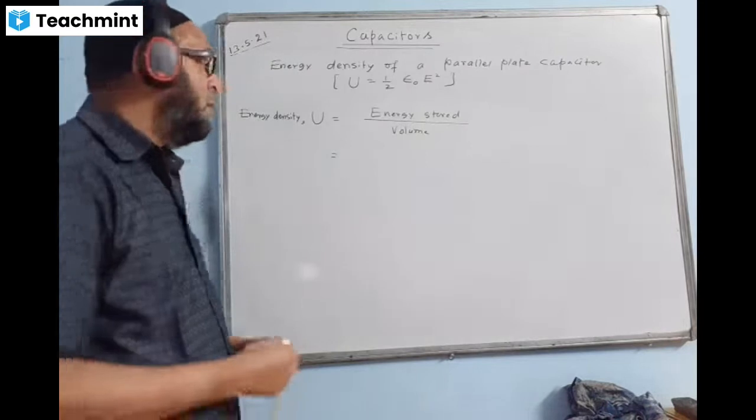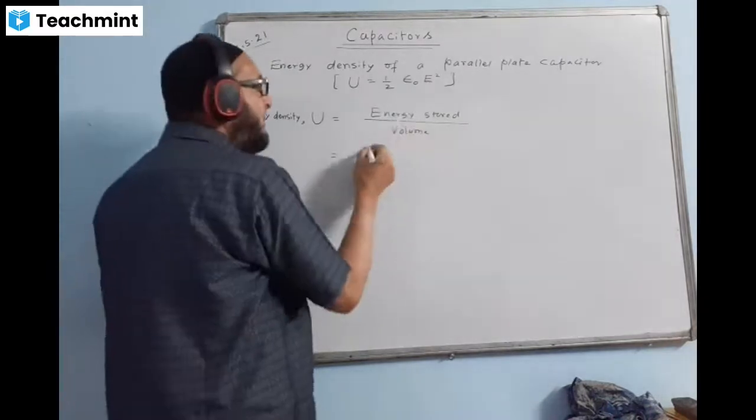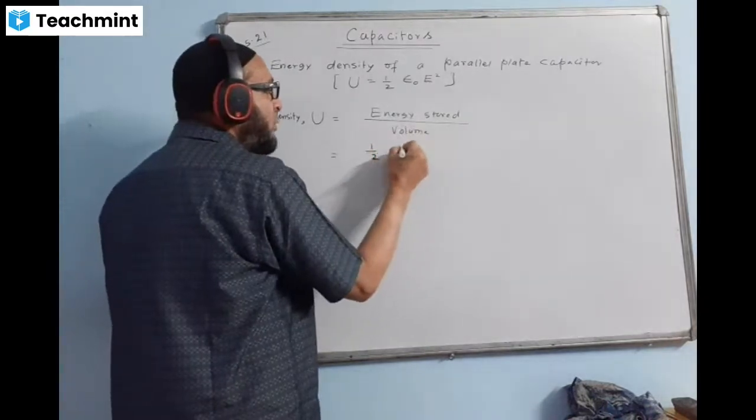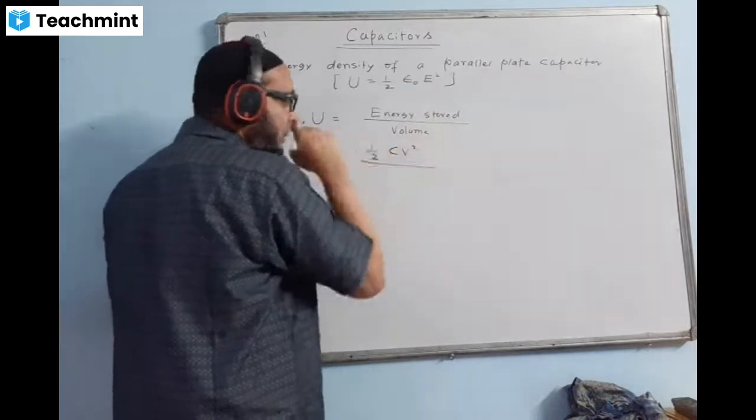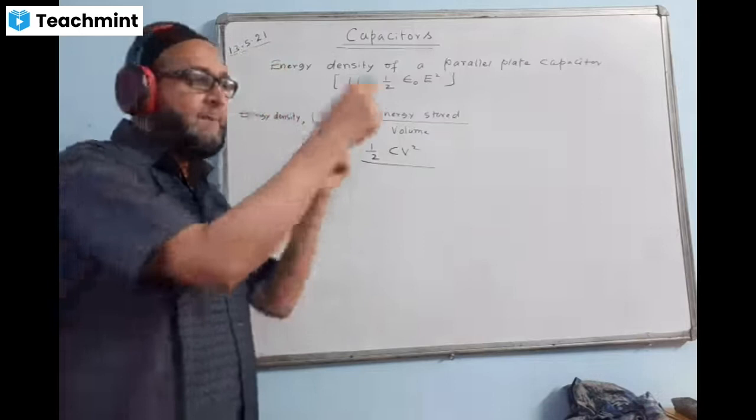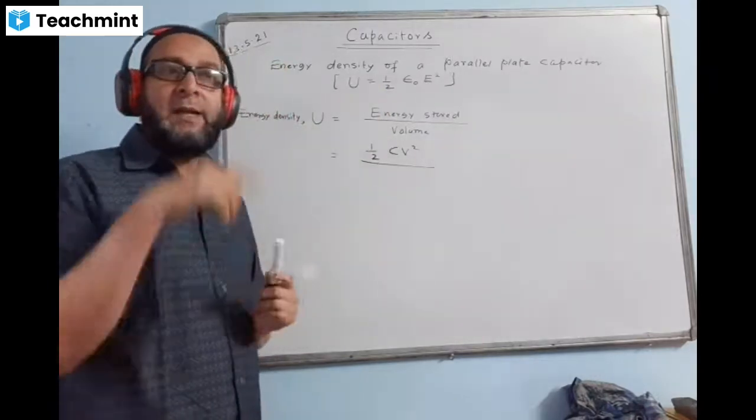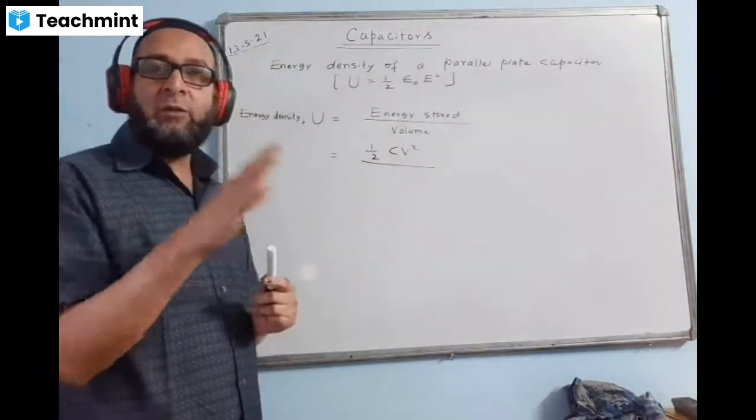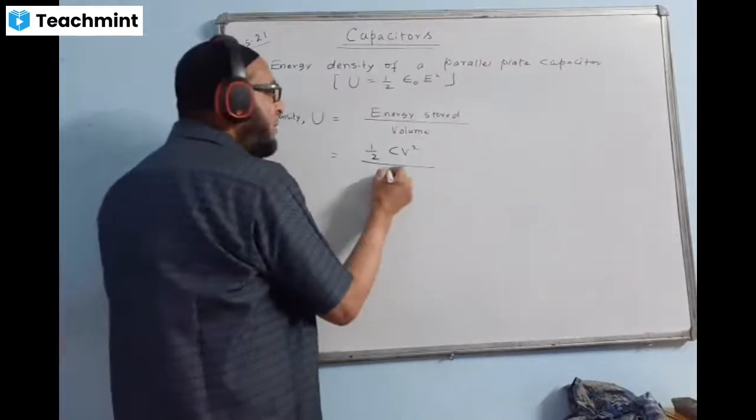And we know the energy stored formula we derived just now, half CV square. I'll write that formula first, upon the volume of the parallel plate capacitor. The volume formula will be area of cross section into the total distance between the plates.